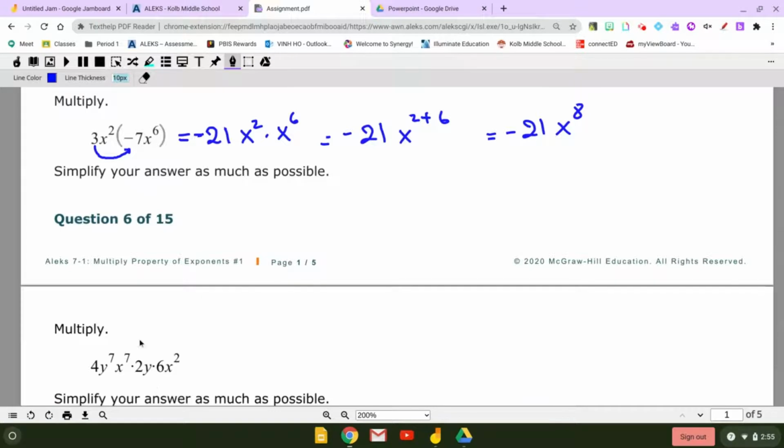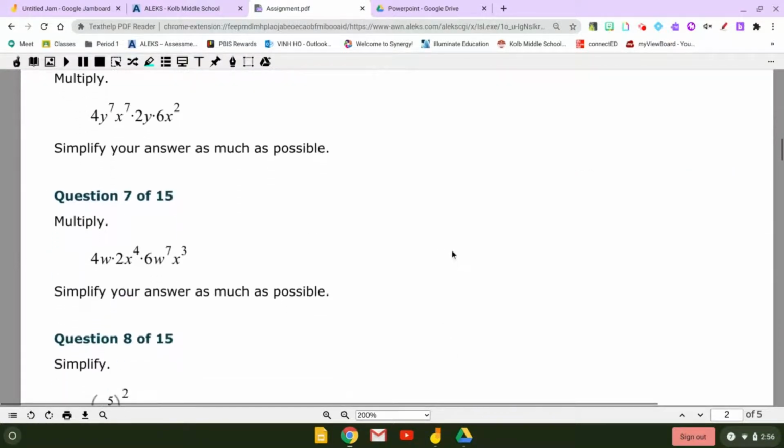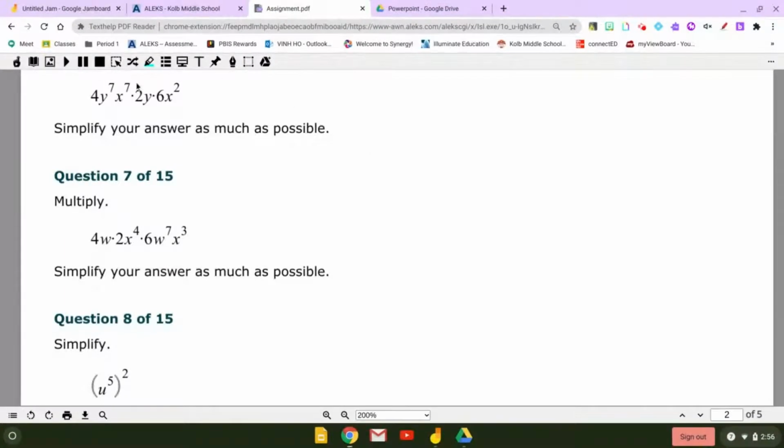All right, now we're heading to problem number 6. Okay, we have 4y to the 7, x to the 7 times 2y times 6x squared. So we multiply all the numbers together first. Okay, we're going to multiply all the numbers.